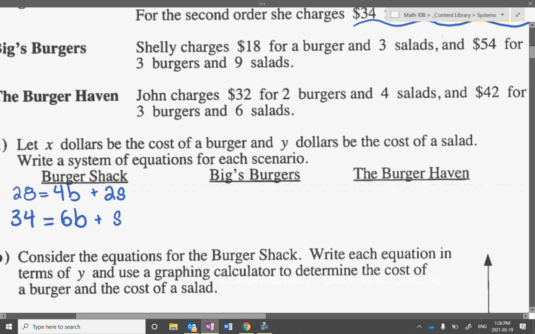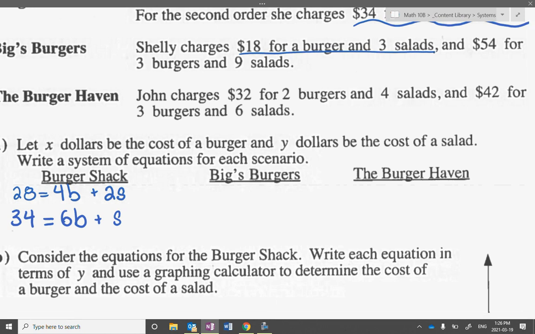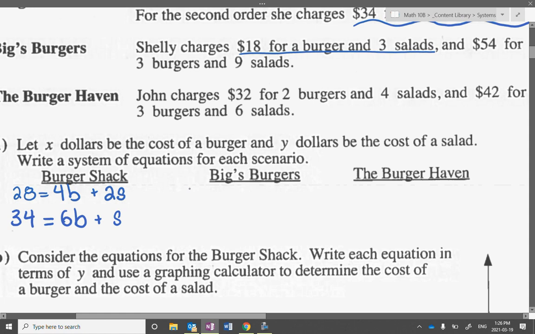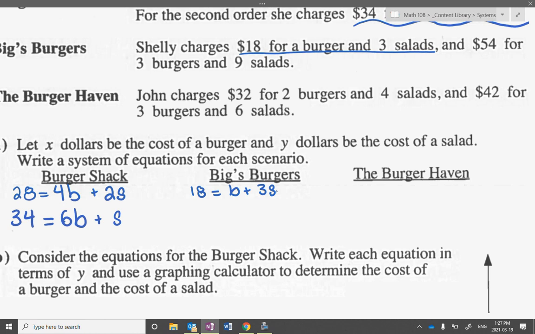At Big's Burgers, Shelly charged $18 for a burger and 3 salads. Someone other than Carissa and Hafsa, what's an equation that could go for that? Camden. 18 equals 1b plus 3s. Good. Can I just write b? Yes. If you prefer writing 1b, write 1b. Totally your personal preference.